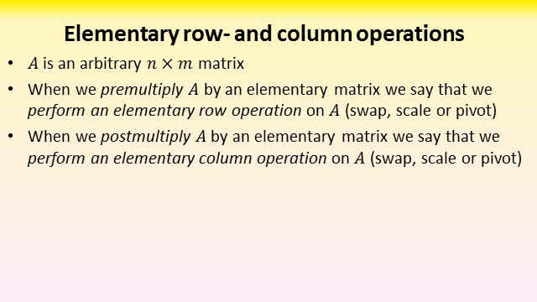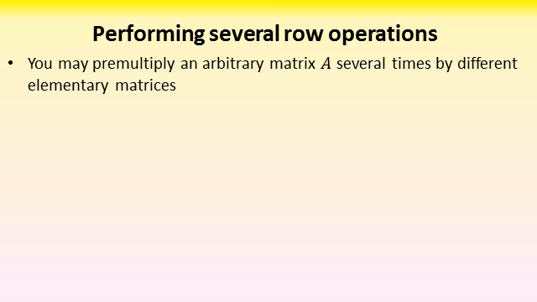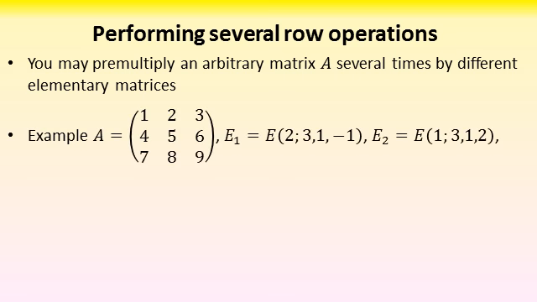So once I have performed an elementary row operation on a matrix, I will have a new matrix of exactly the same dimension. On this new matrix, we can actually perform additional row operations. That is, we can perform several row operations on a matrix. Here's an example. I have a 3 by 3 matrix A, and I have two elementary matrices. The first one is of type 2, multiplying the entire row 1 by -1. The second one is of type 1, swapping rows 1 and 2.